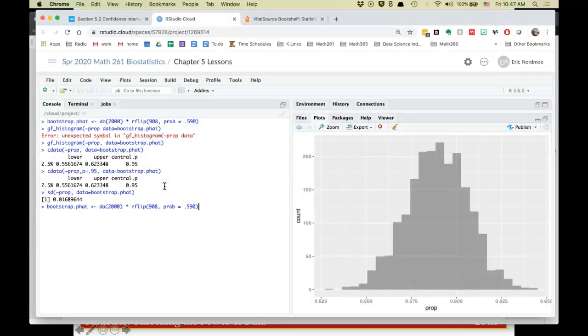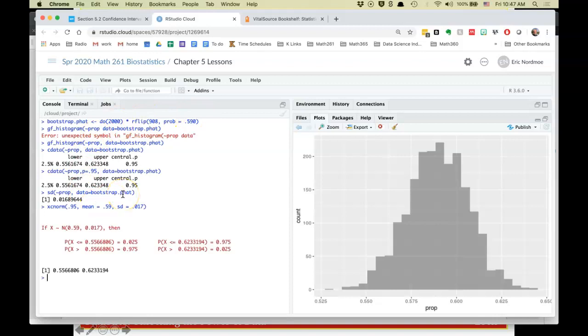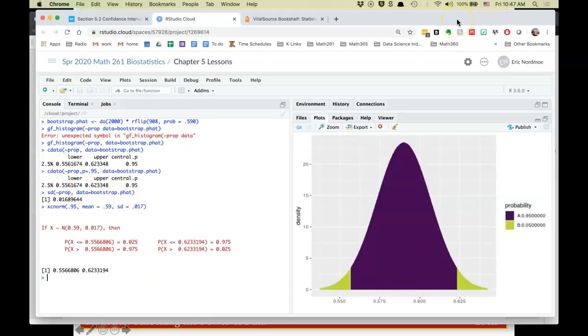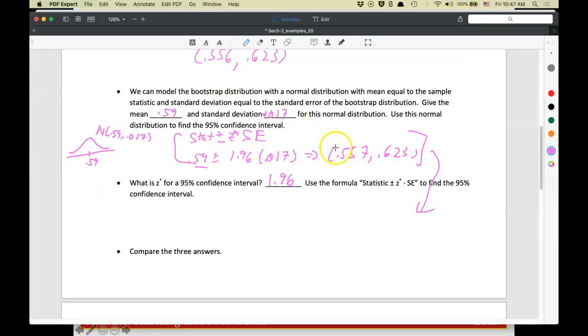That will be the XC norm function that we're using before. We're going to have 0.95 in the middle with the mean equal to 0.59 and the standard deviation equal to 0.017, as we got from there. So we get the interval 0.557 to 0.623, which is exactly what we get here, and that's the point. So 0.557 to 0.623, and that's coming from the normal. I got ahead of myself here, so this is what we're using for this next part. All right, so sorry about that.